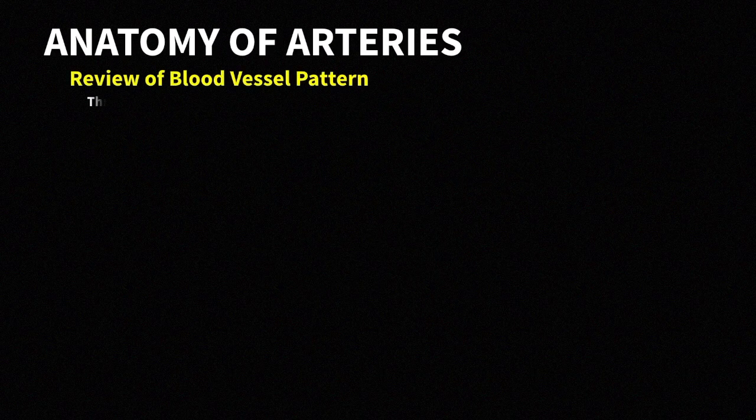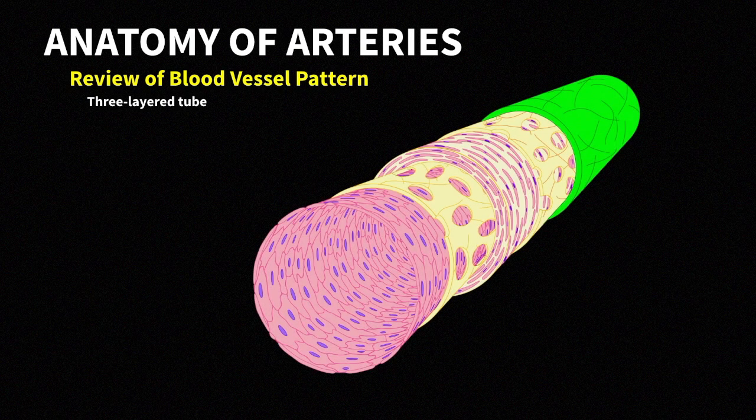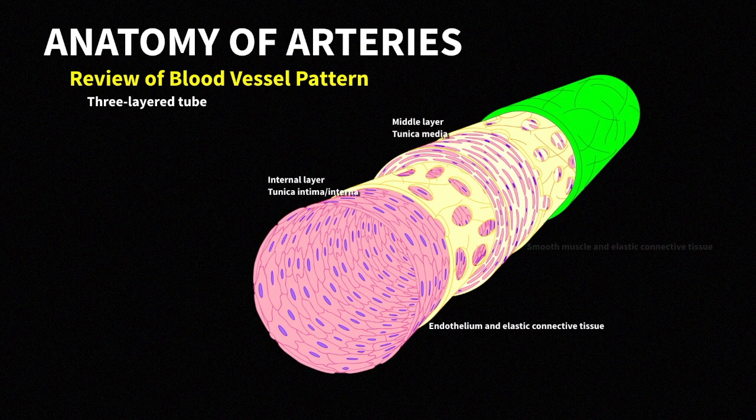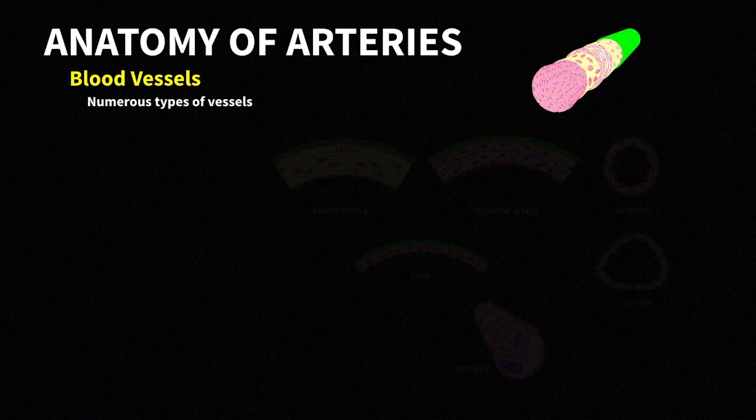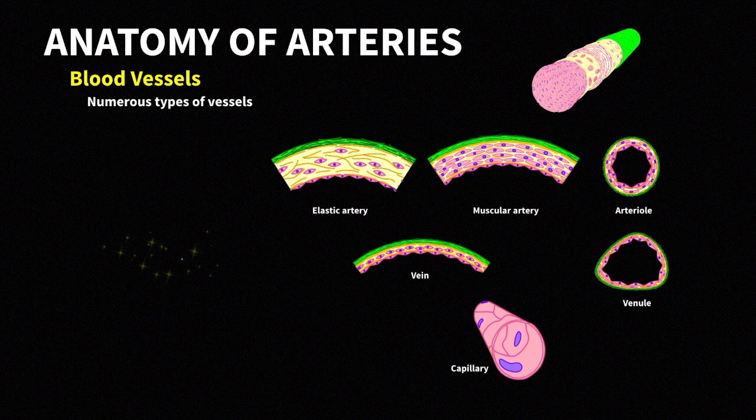With an understanding of the basic pattern of a blood vessel, which was covered in an earlier presentation and which is reviewed here, we see that blood vessels have three tunics or layers, as is common with all tubular anatomy. However, there are many named types of blood vessels. Why all the different named vessels, and how do they relate to the basic pattern?